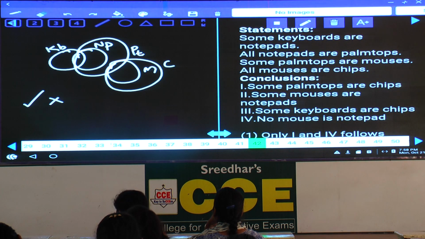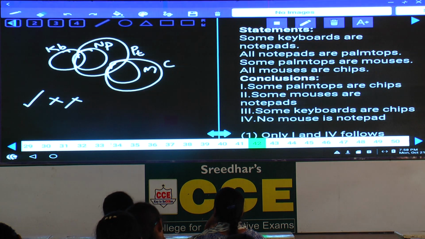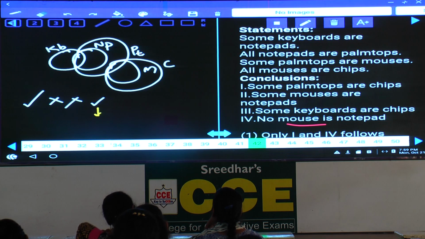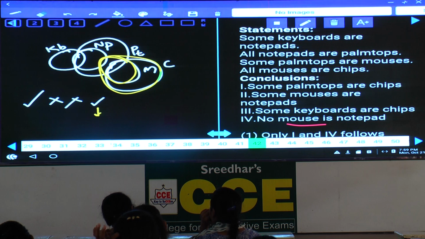And some keyboards are chips. Some keyboards are chips, that is again false. No mouse is a notepad. Mouse and notepad definitely true. Now to make this one false, we need to draw the alternate diagram. Isn't it? Alternate diagram can be drawn. Why? All the statements are affirmative. Hence no mouse is a notepad. To make this one false, then mouse should be like this. If I draw mouse like this, along with this mouse, this C will also be there.